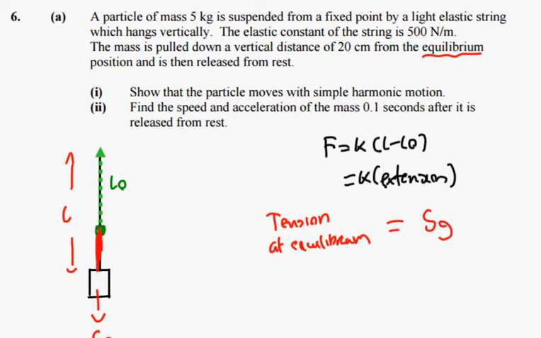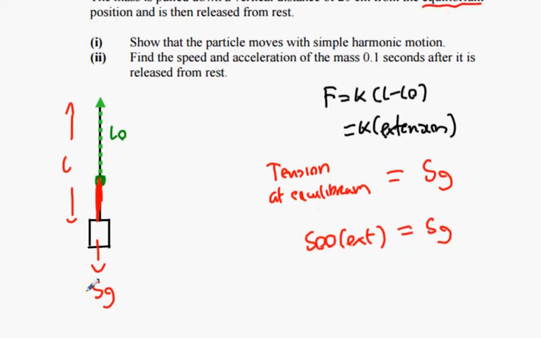Now, we said K is what, guys? 500 newtons per meter. So 500 times the extension equals 5g. So what's the extension then, guys? The extension is going to be g over 100. Now, what does that actually mean? Its extension has to be measured in meters, so this little part here is g over 100.